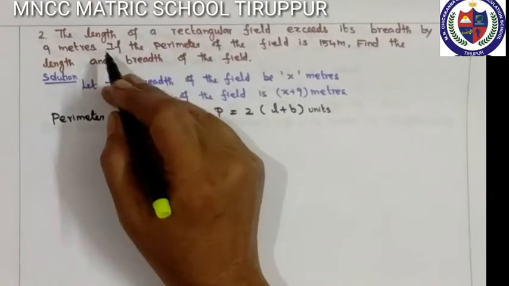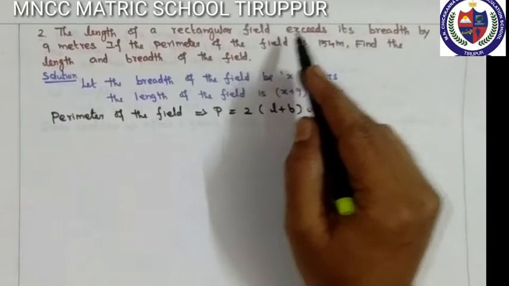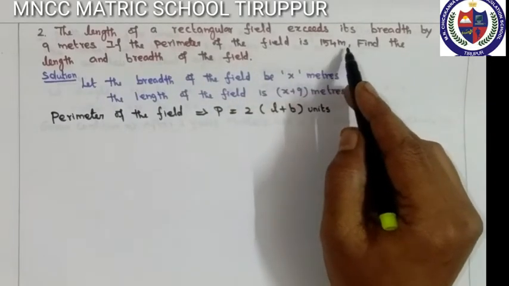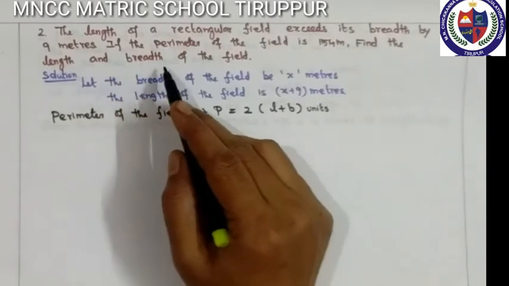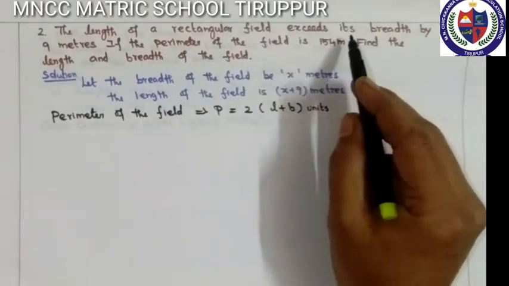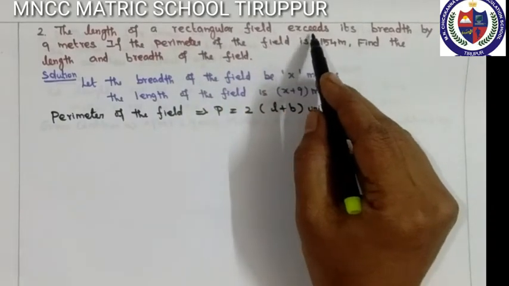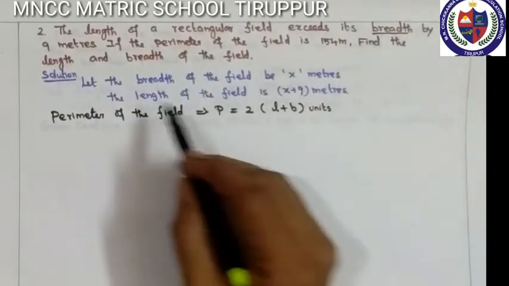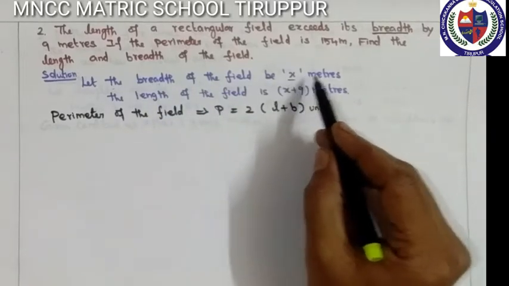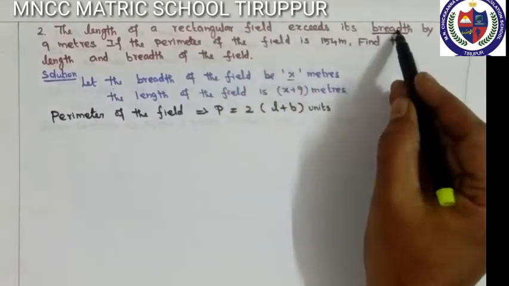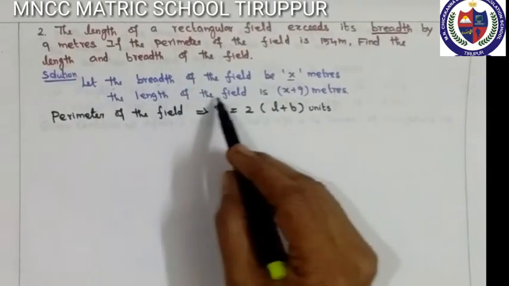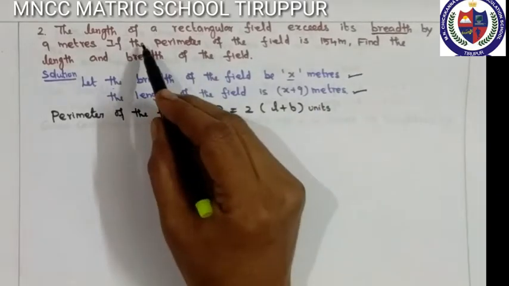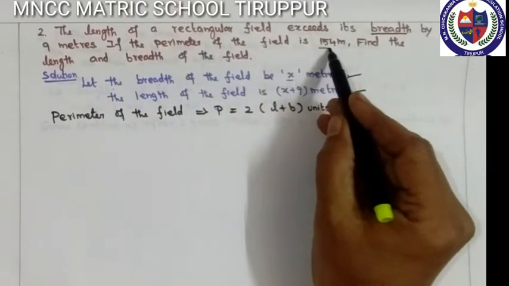Second sum. Listen to the question. The length of a rectangular field exceeds its breadth by 9 meters. If the perimeter of the field is 154 meters, find the length and breadth of the field. Let the breadth of the field be x meters. Length exceeds breadth by 9, so length of the field is x plus 9 meters. Breadth of the field is x meters.